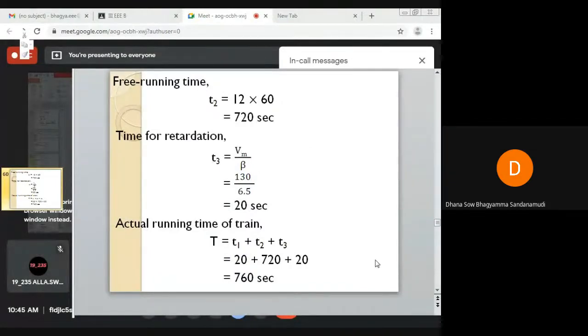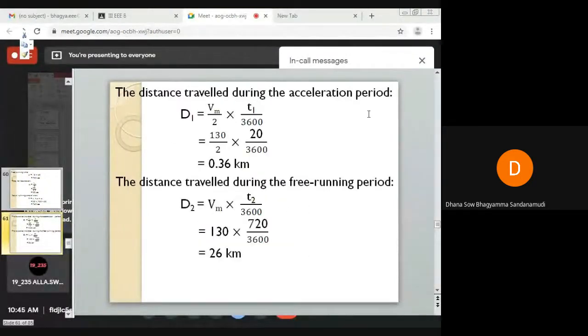Okay, now we have calculated T1, T2 and T3, where T1 is the time for acceleration, T2 is the time for running, and T3 is the time for retardation. If you know these times, you can calculate the distance traveled during the acceleration period, the running period, and the braking period. Let us initially determine the distance traveled during the acceleration period.